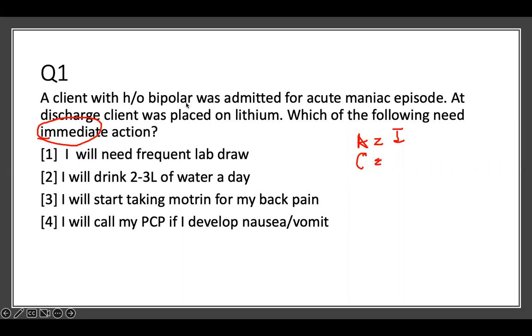A client with history of bipolar was admitted for acute manic episode. At discharge, client was placed on lithium. Which of the following need immediate intervention? So all we know is a case: we have a bipolar patient who is now on lithium. Then you go to your buzzwords. These are the keywords that will direct you to the question. All I care about is bipolar patient on lithium.